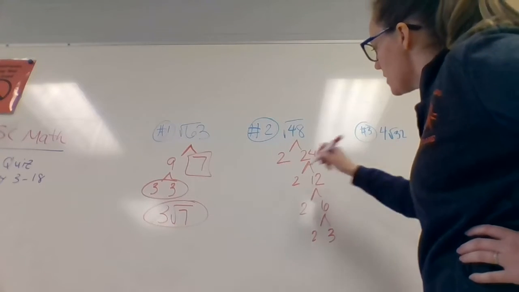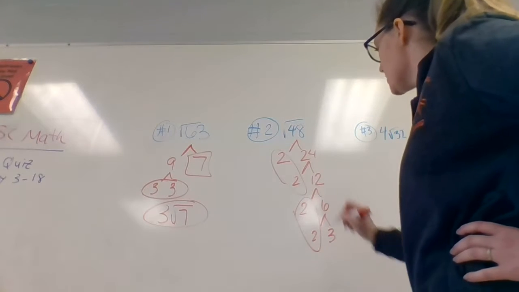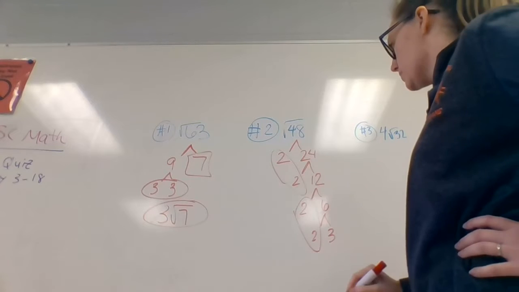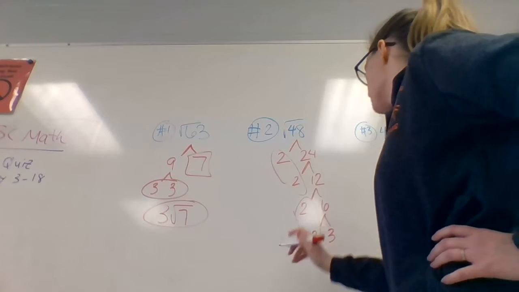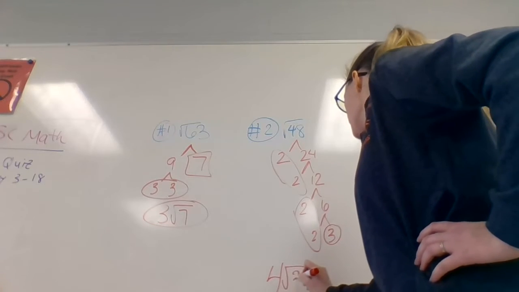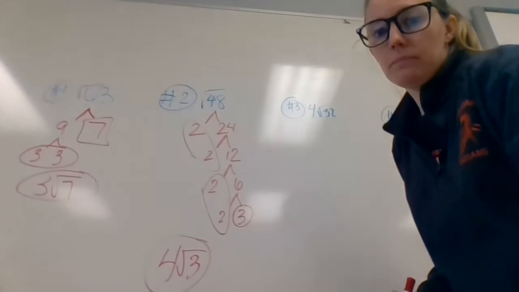And so the next step I need to do is to circle my pairs. I have a pair of 2's and a pair of 2's here. Now when I have multiple pairs, I need to multiply my numbers together. So I have a 2 times 2 gives me 4, and I'm left with this 3 right here. So my final answer then is 4 root 3.